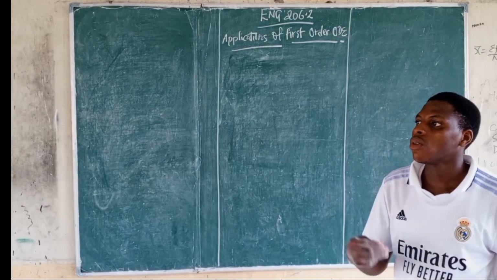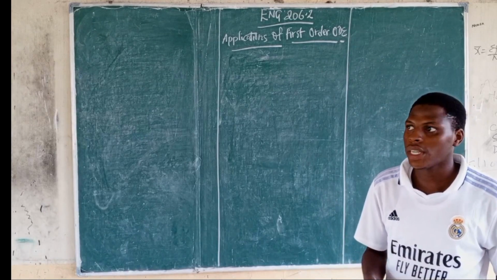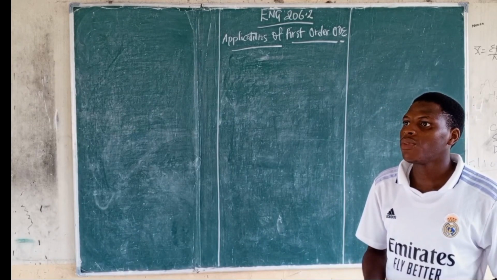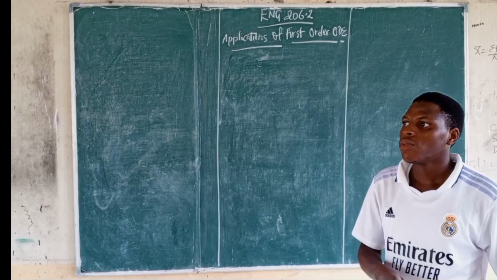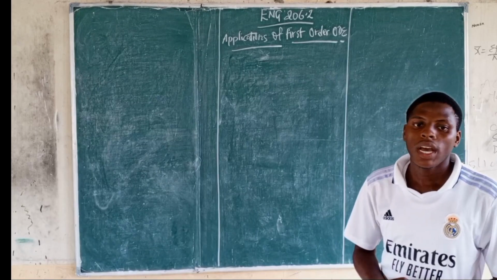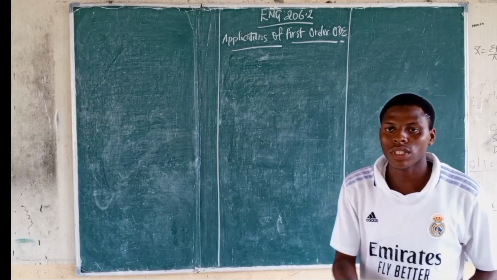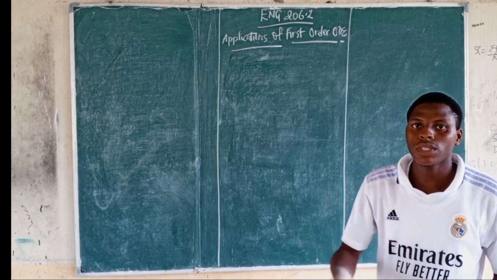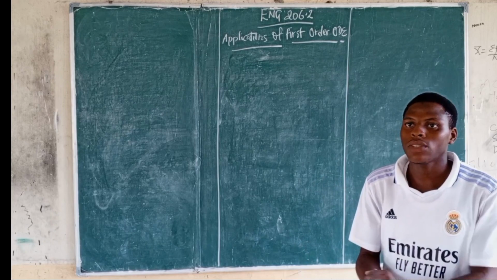We are still on first order ordinary differential equation. Previously we've talked about order and degree. We've talked about solutions to ordinary differential equation, and I told you basically we have 6 solutions. I gave you the integrating factor, the Bernoulli, the exact solution, and so on.